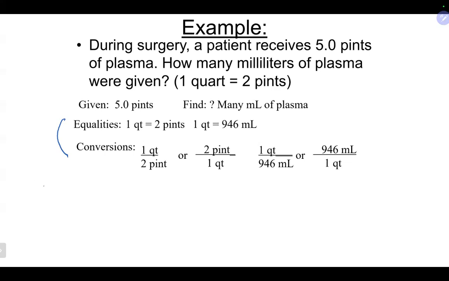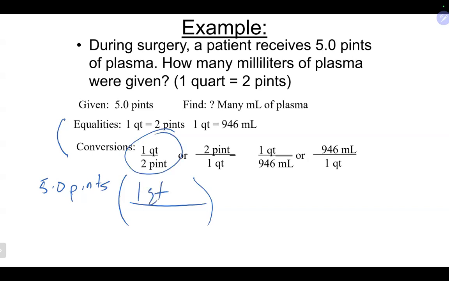But these are the equalities and stuff that we could get there by, and our conversion factors. So we'll start with our 5 pints. Once again, pints are up on top, so we want to get rid of it. So the conversion factor there on the left will do that. 1 quart is 2 pints. We stop right there. Our pints are going to cancel each other out. We're left with quarts. We do want to get to milliliters, so using the conversion factor here on the right, we'll do that.